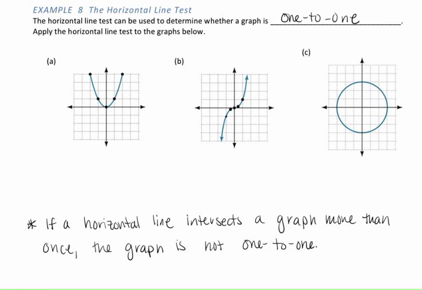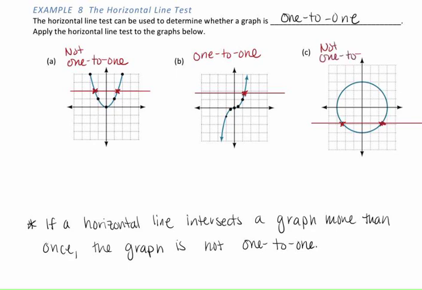So I'm going to pull up a bright color, red, and I'm going to draw a horizontal line for example A. Notice that it intersects my graph in 2 places, so this is not 1 to 1. So for part B, I drew another horizontal line, and it only intersects the graph in 1 place. So this is 1 to 1. And finally, my circle, I'm going to draw my horizontal line, and it intersects my graph in 2 places. So this is not 1 to 1.